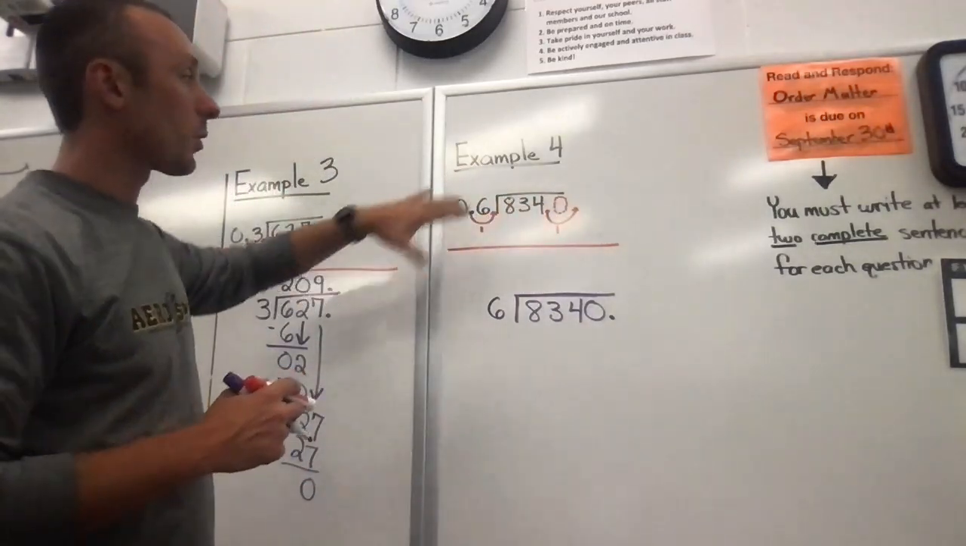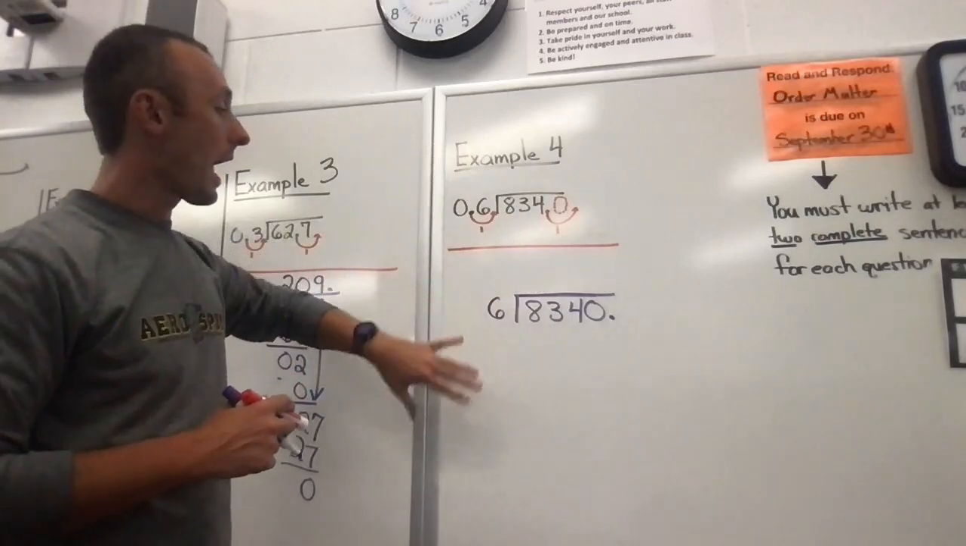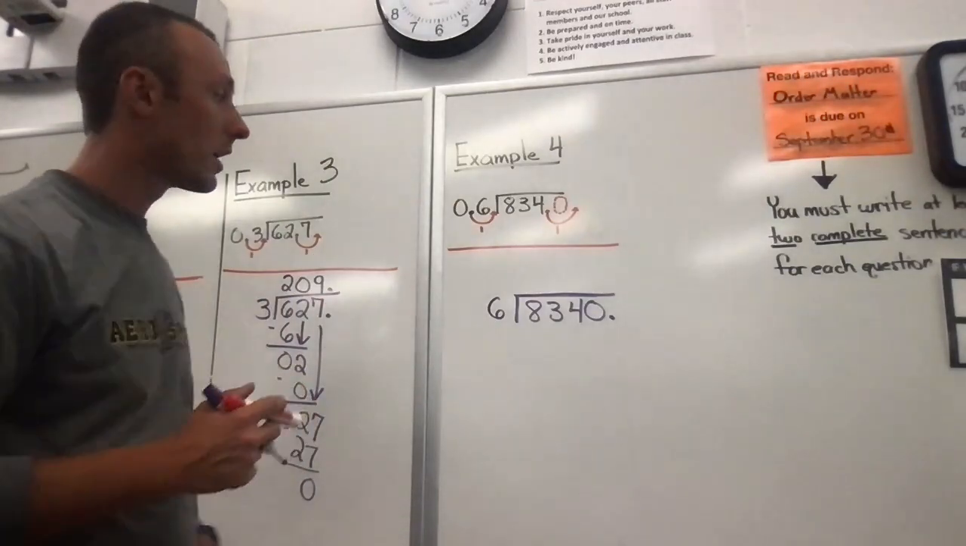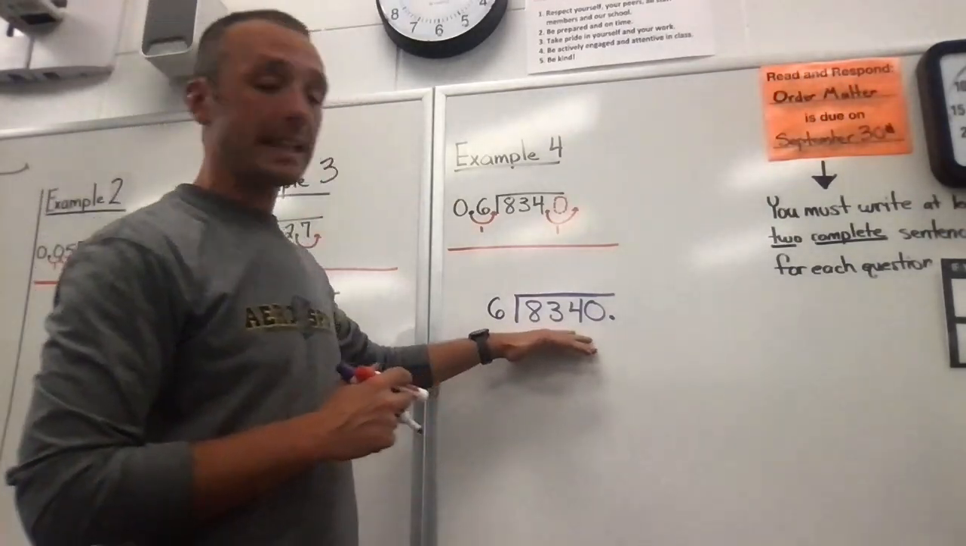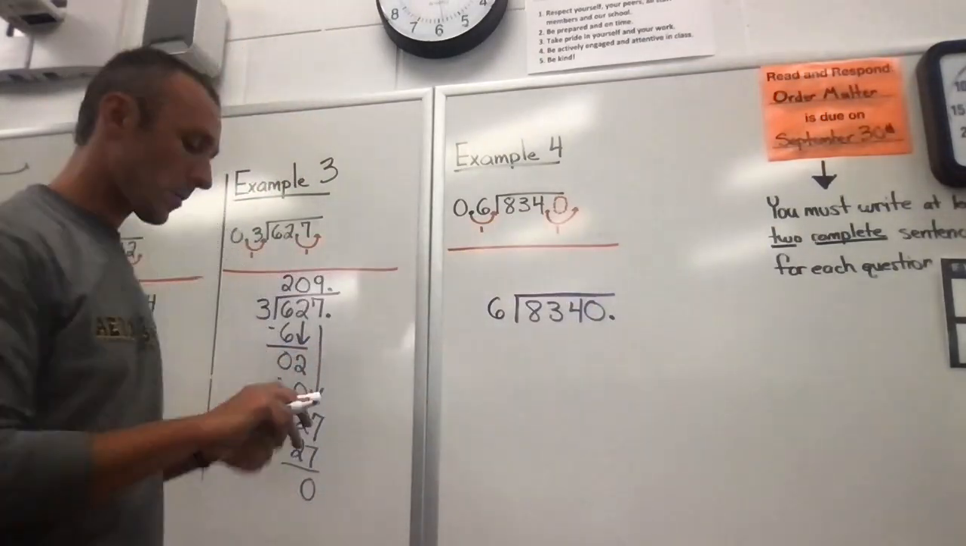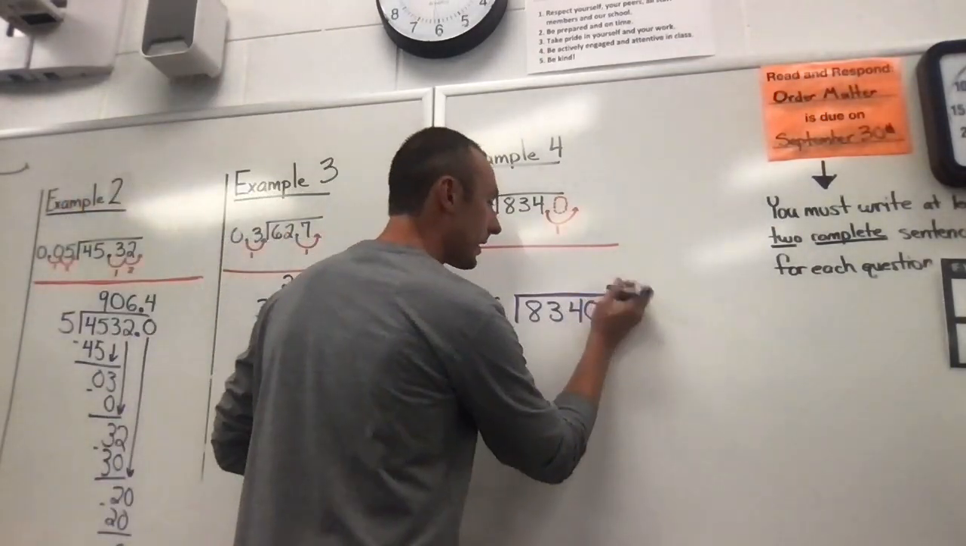So now that I've done that, I'm going to rewrite my problem. That way I'm not confused. And I'm going to have 6, a whole number, which is the whole goal, is to make my divisor a whole number, divided into 8,340. I have to include that 0 because there's an empty spot there. I'm going to go ahead and bring my decimal up so I don't forget this time.